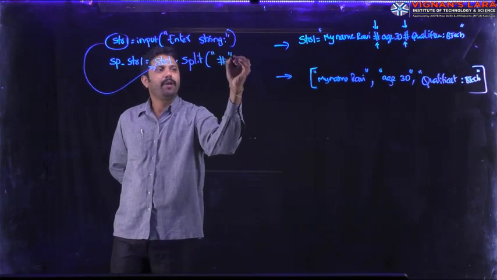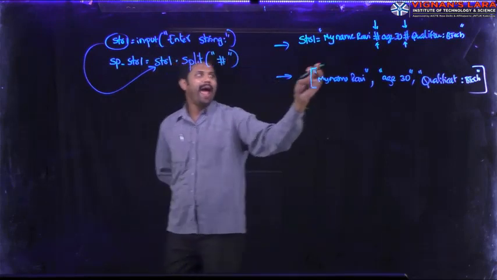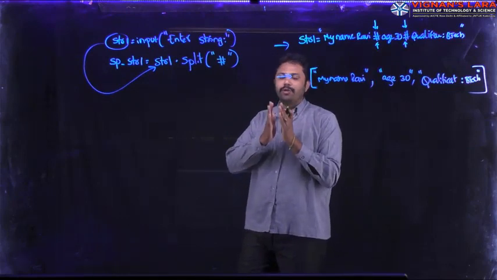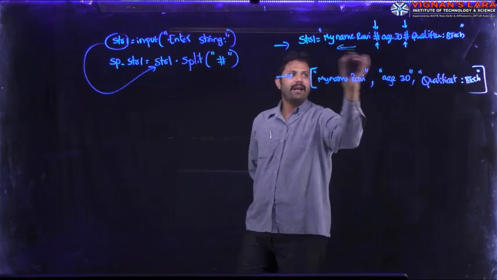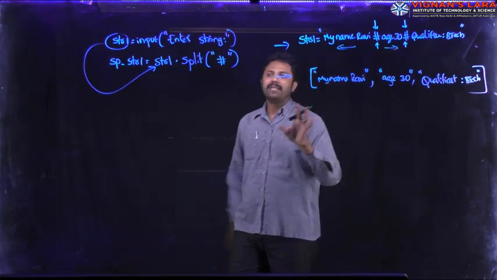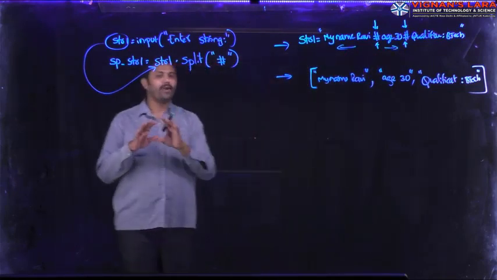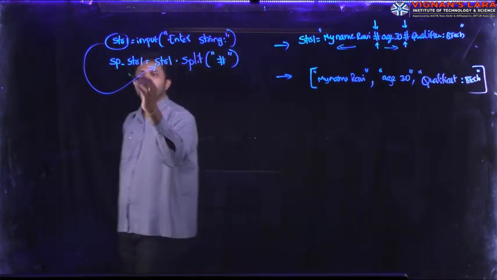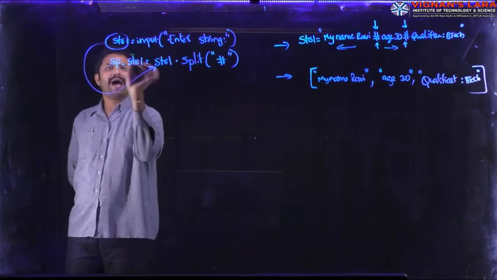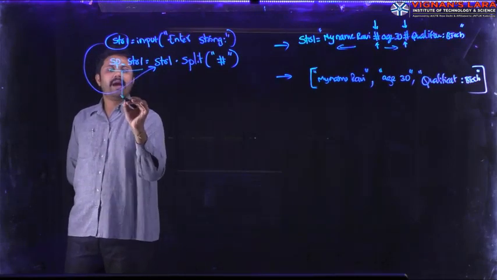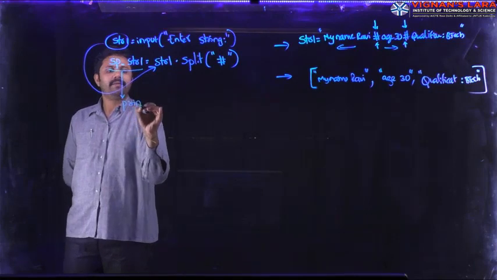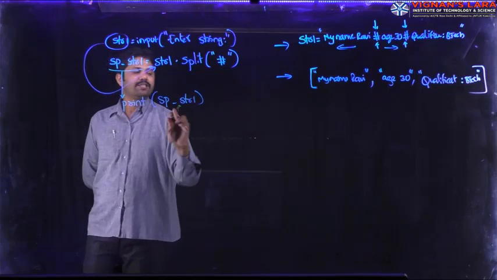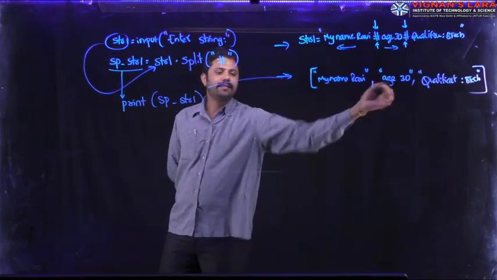What is your input here? Hash. Where hash is found, that is going to be split into 2 parts. That means this is the part 1 and this is the part 2. That means however many times hash is found in that string, it's going to split that many times. Okay, now we have a variable str1, print spstr1. It's going to give the output like this.